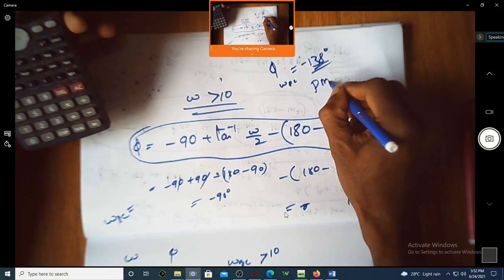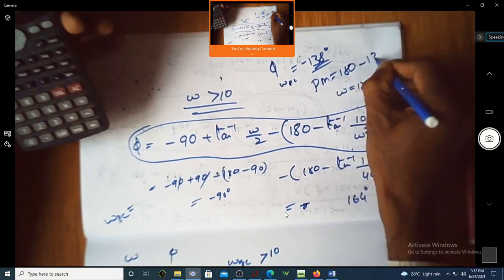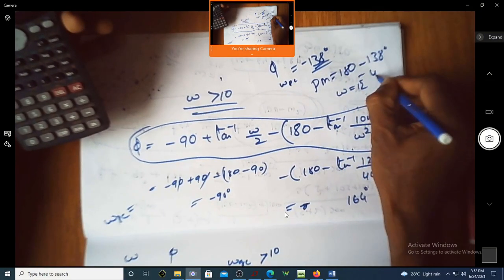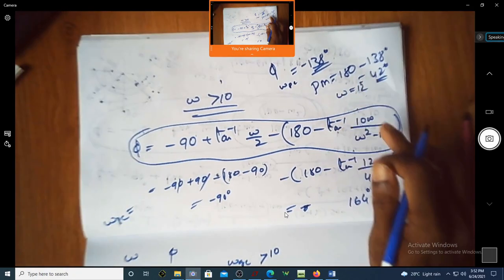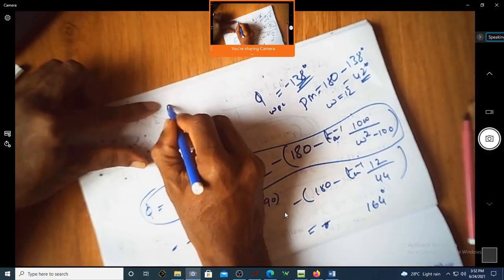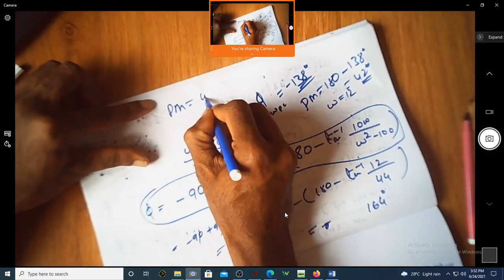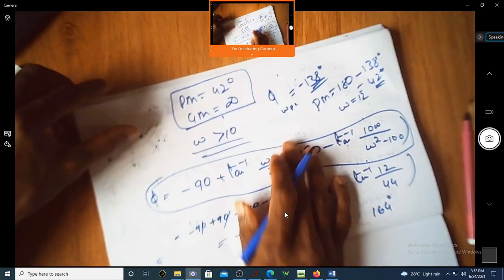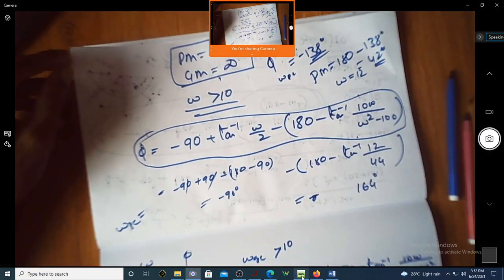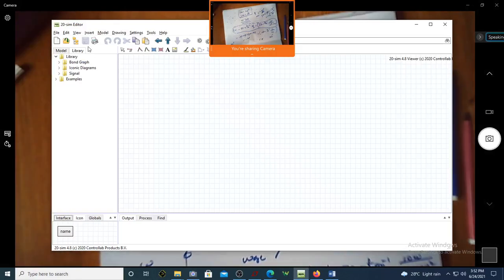Then what is the phase margin? Is it not 180 degrees minus 138, which is 42 degrees? So the phase margin is 42 degrees. What is the gain margin? It's plus infinity, infinite.